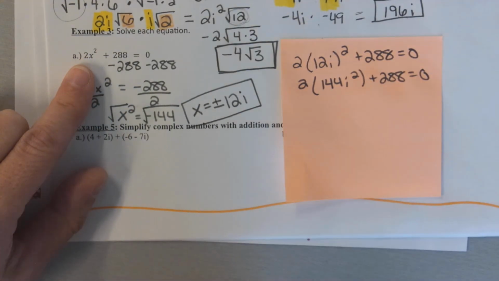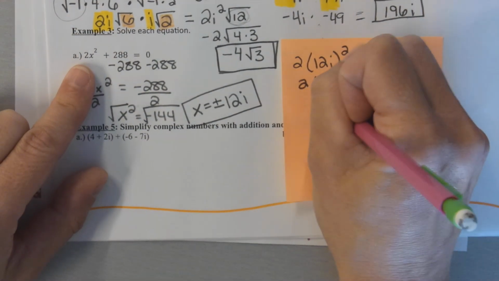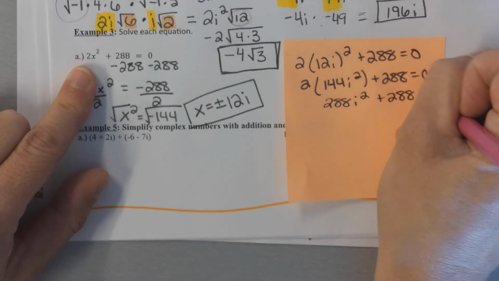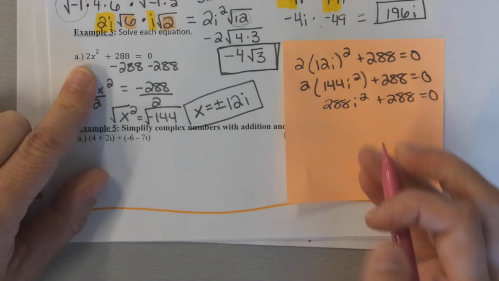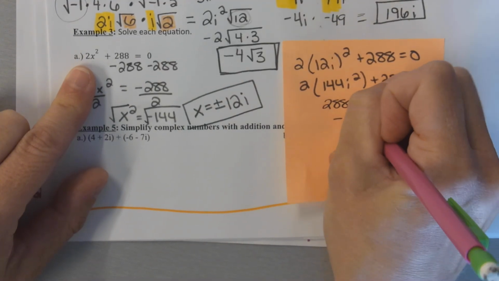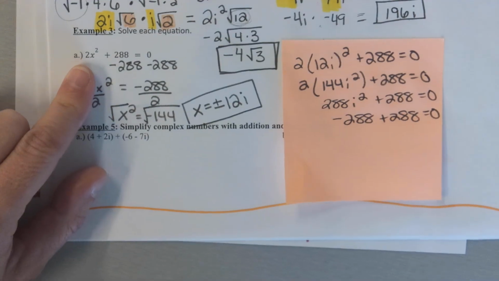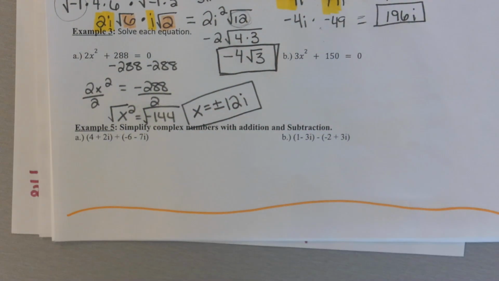2 times 144 is 288. 288i squared plus 288. What does the i squared do? Yeah, it's a -1. So negative 288 plus 288 equals 0. Is that a true statement? Yes. Perfect. So that works, and you could do the same thing by plugging in the -12i.